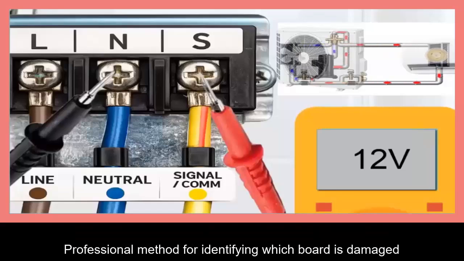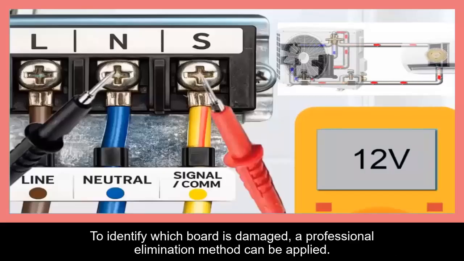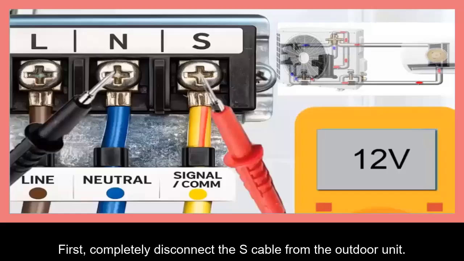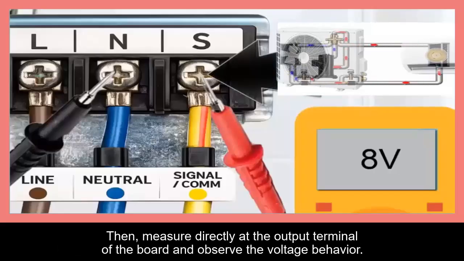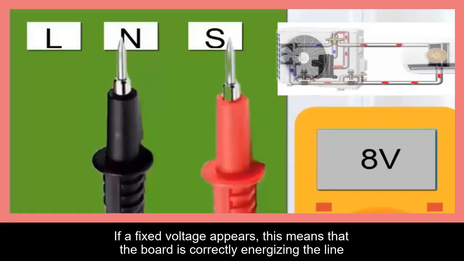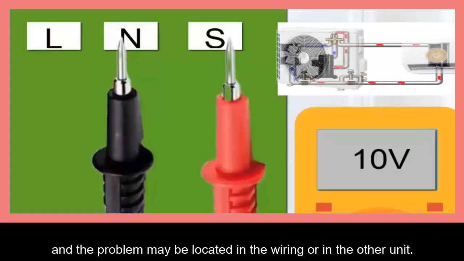Professional method for identifying which board is damaged. To identify which board is damaged, a professional elimination method can be applied. First, completely disconnect the S cable from the outdoor unit. Then, measure directly at the output terminal of the board and observe the voltage behavior. If a fixed voltage appears, this means that the board is correctly energizing the line, and the problem may be located in the wiring or in the other unit.